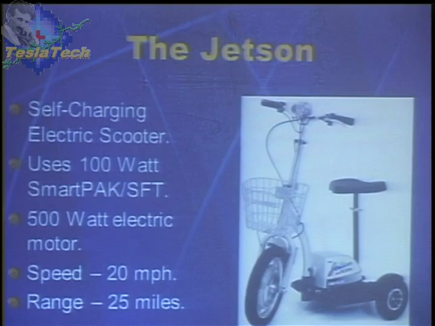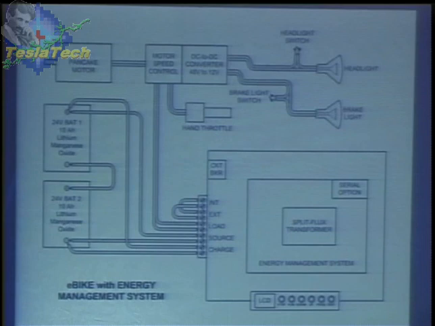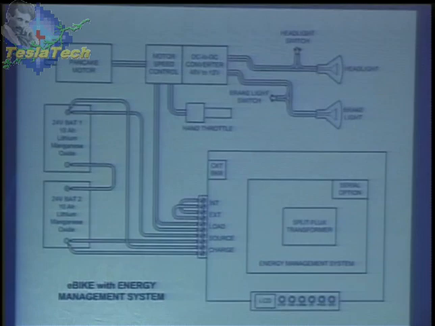This is the schematic of an electric bike. It shows a smart pack system here: batteries, motor, controller, motor, headlights. Pretty simple, basic configuration. So it's very easy. It's mainly a four-wire connection. Although it looks a little complicated there, it's really a four-wire connection.